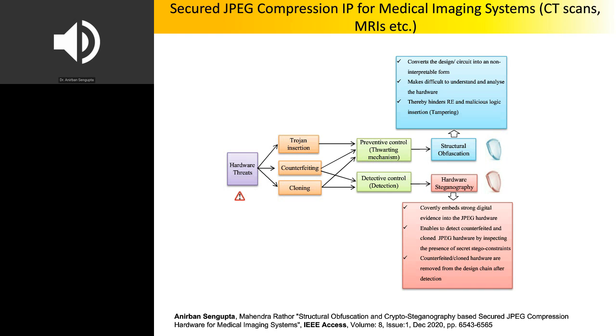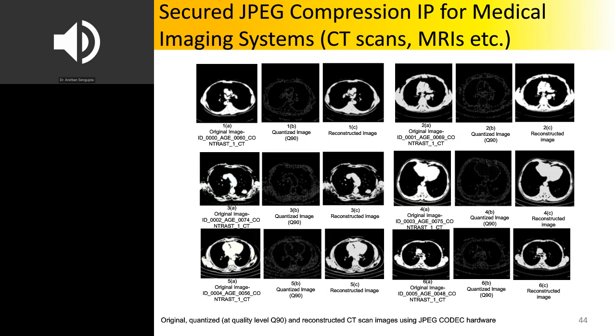So these are some of the CT scan images that were generated by our secure JPEG compression IP. For example, the first image is the input image, then we have the quantized image for Q90, and then we have the reconstructed image. So our secure JPEG compression IP, which is both an obfuscated IP as well as an IP that comprises stego information, was successfully able to generate the correct pixel values for each of these CT scan images.